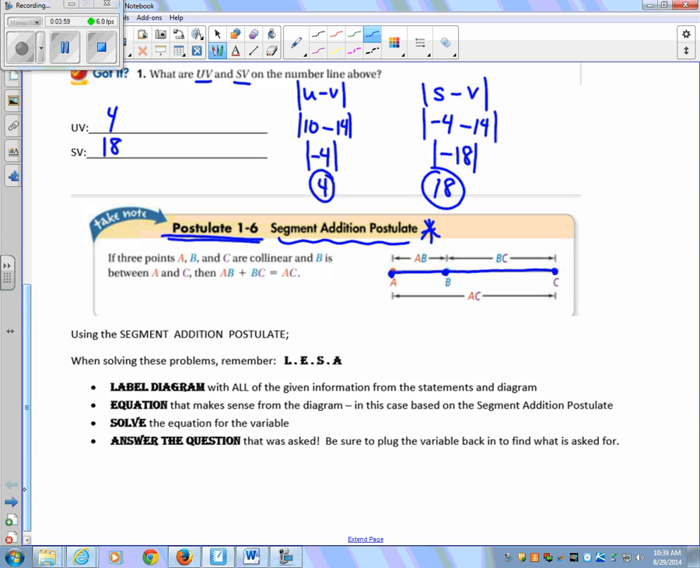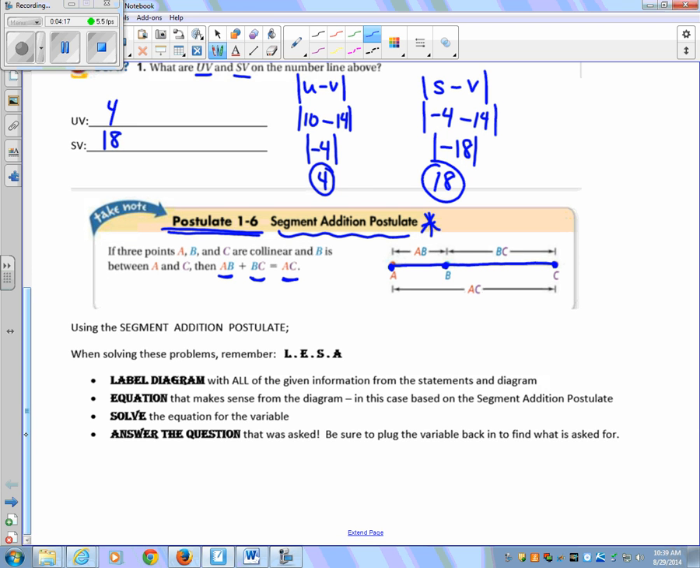that if 3 collinear points are in such a way that B is between A and C, then the distance from A to B, or the length of AB plus the length of BC, equals the length of AC. So let's apply this. Now I want you to keep in mind this little acronym here, LISA. LISA is going to help us remember the steps for effectively solving the diagrams where we have missing information.